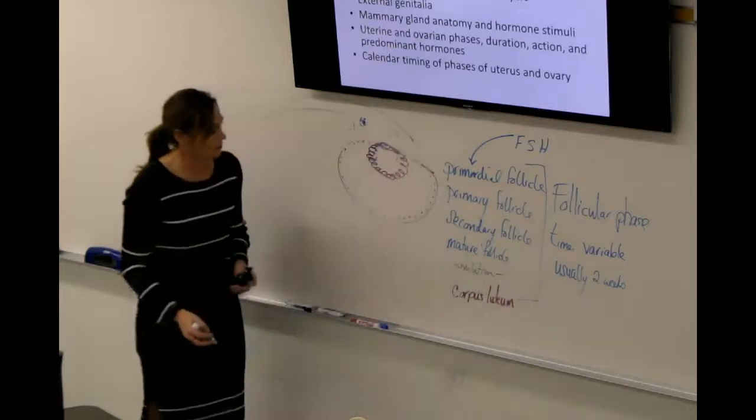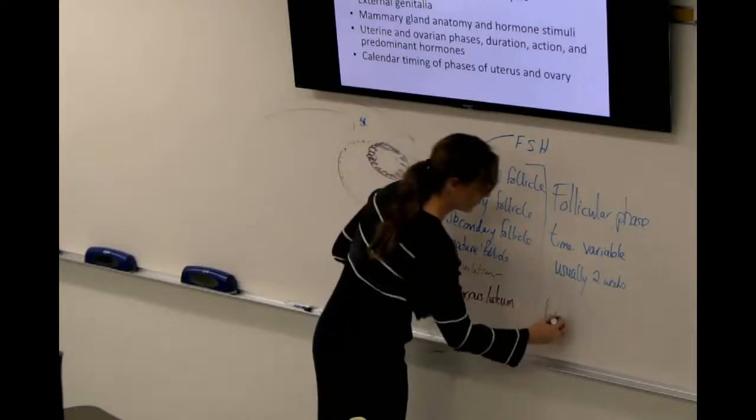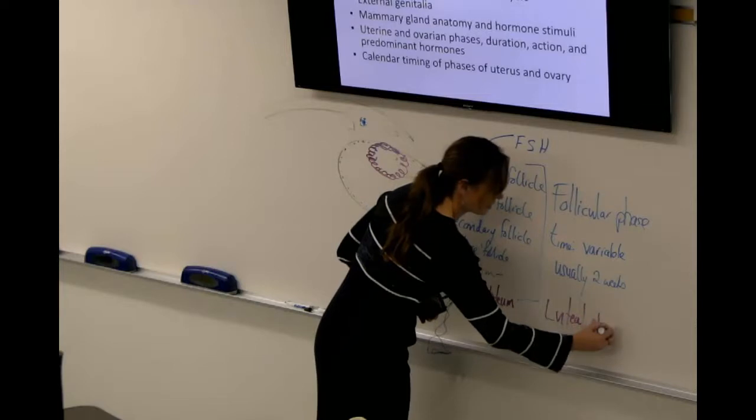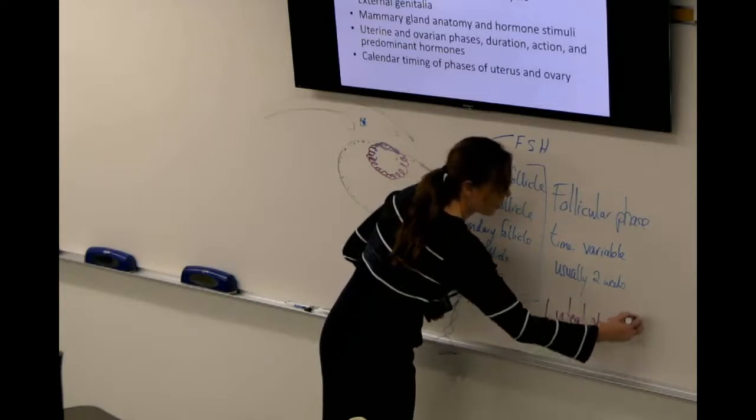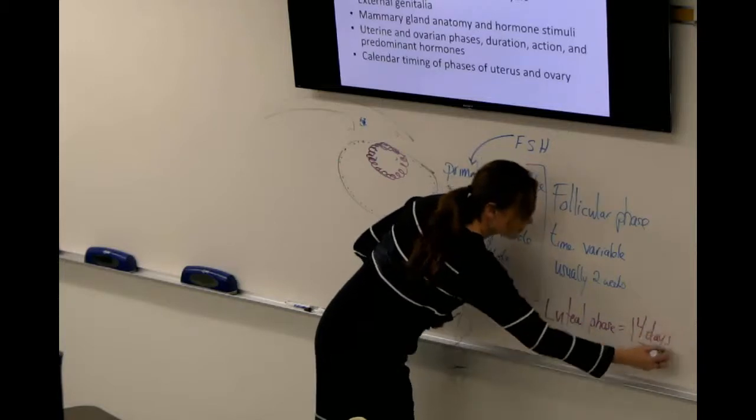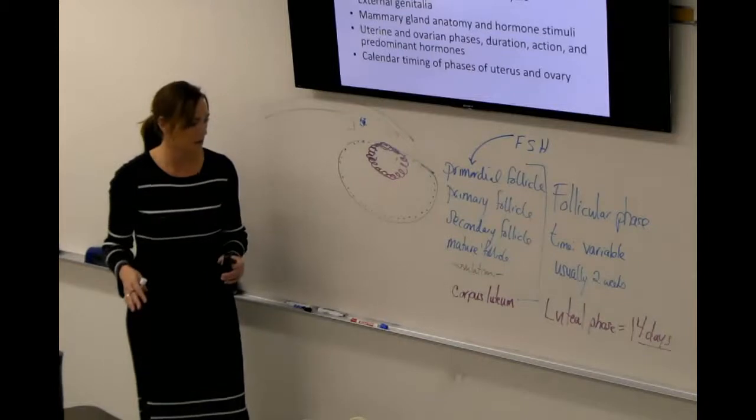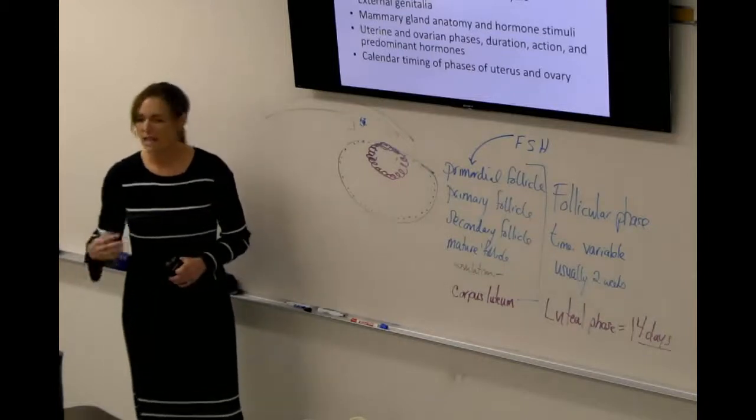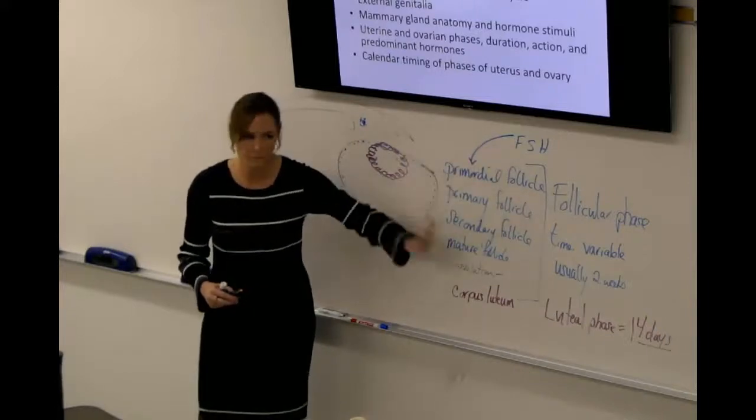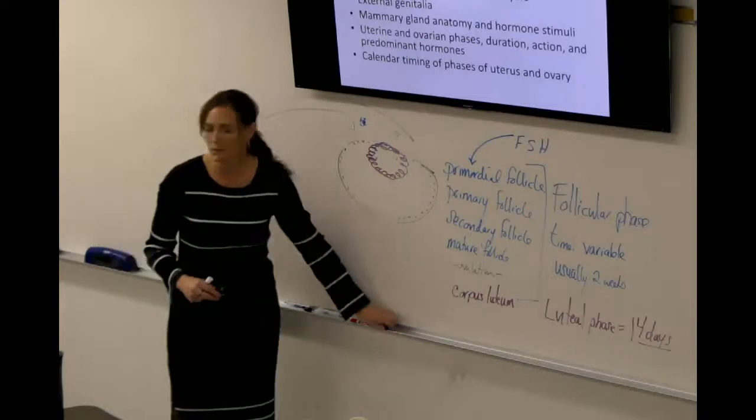And this corpus luteum, this phase here, is known as the luteal phase. And it will always be 14 days. So this is constant. It's not going to vary at all. That's why if there's any change in cycle length, it's always going to be on this front side. But once the ovulation takes place, that's a pretty set pattern right there.